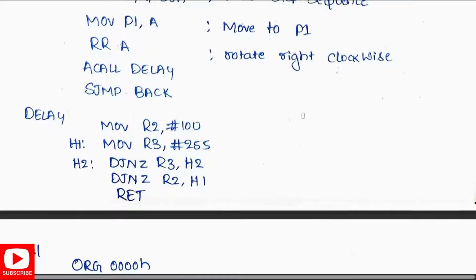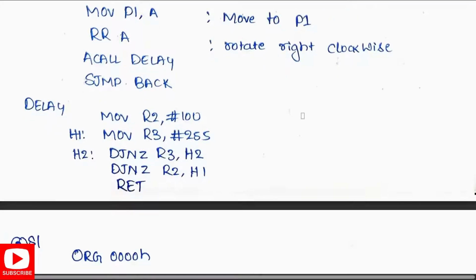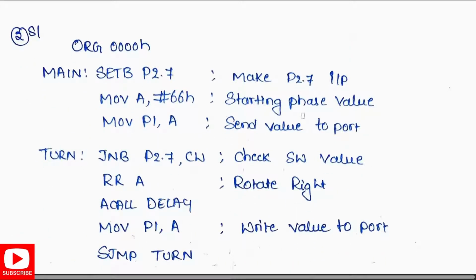So let's go to that. Before that, you have to make a delay subroutine: move 100 to R2, then move 255 to R3, then DJNZ R3, H2, then DJNZ R2, H1, then return. So that was for the switch 0.